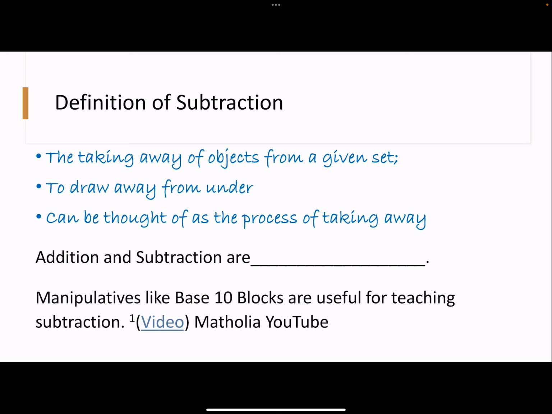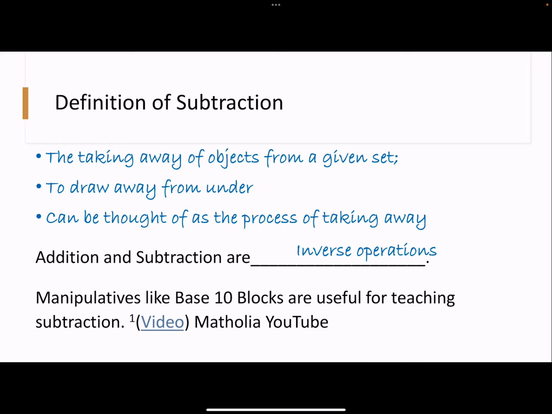Another way of looking at subtraction is to draw away from under, or it can be thought of as the process of taking away. Now, as you're going through this video and you're writing down everything that we've got written in blue, please make sure that you pause the video if you need to, slow it down, or you can go faster.